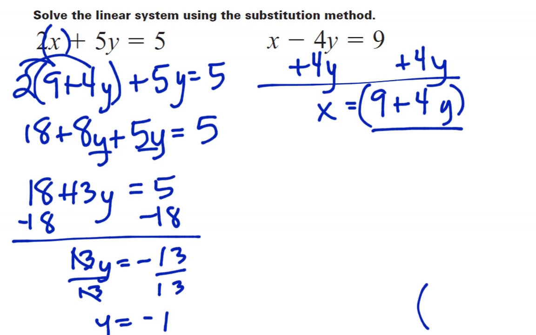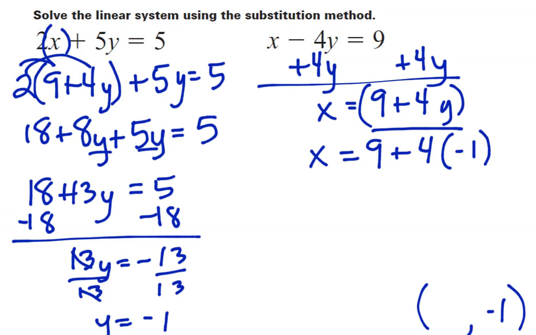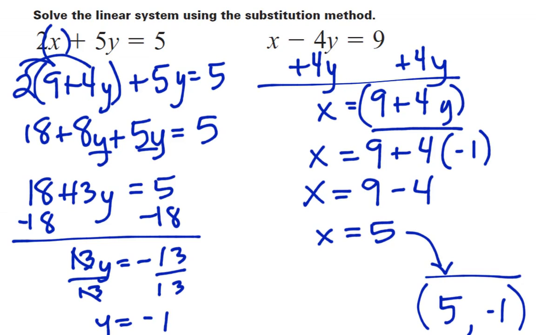I now have part of the solution. I know the negative 1 goes in the y coordinate. Now I should figure out the x coordinate, so I will take my value for y and substitute it there, and that would give me x equals 9 plus 4 times negative 1. So I get x equals 9 minus 4, so x must be 5. Now I've got my full solution, putting that into my ordered pair that's the solution for the system.